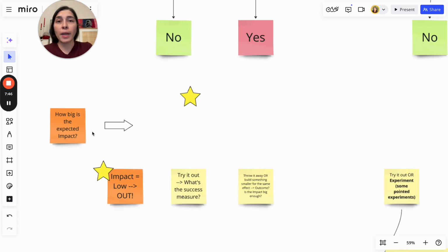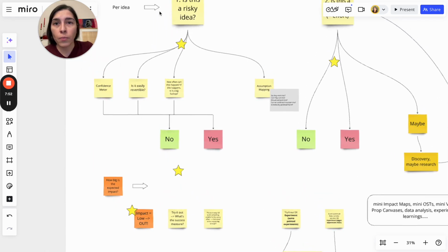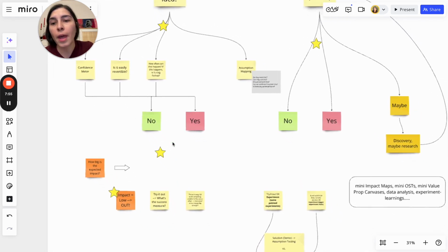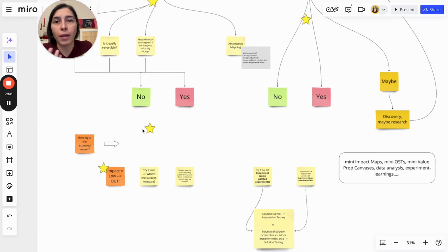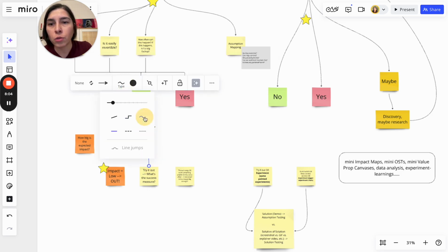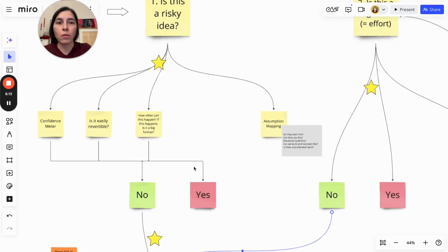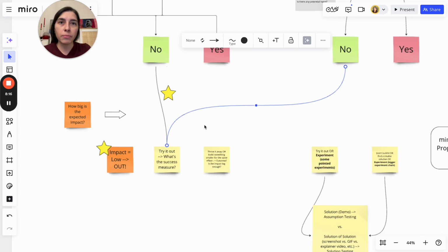But if you expect quite some big impact, now the magic happens. Now let's bring the pieces together. So is the idea risky? Let's say no. And the impact that we expect is at least somehow big, medium to big. Well, then simply try it out and see what happens. If it's also easy to build, so not risky, easy to build, quite some impact, well, then try it out and see what happens. But before you do that, make sure you define success criteria to understand afterwards, when you do the after-launch analysis, if it was really successful or not.